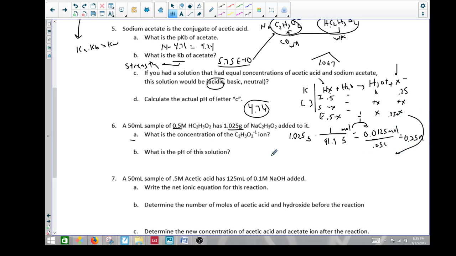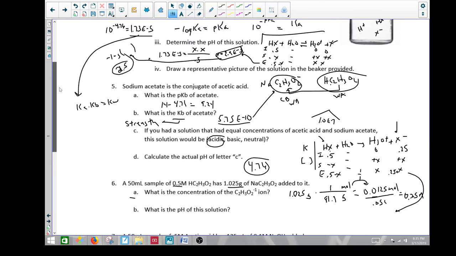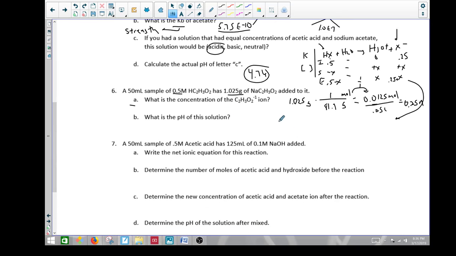Our Ka in this thing is right above here, 1.73 e to the negative fifth. All right, that's from above. 1.73 e to the negative fifth equals x times 0.25, using the shortcut rule right there, divided by one more shortcut rule, 0.5.